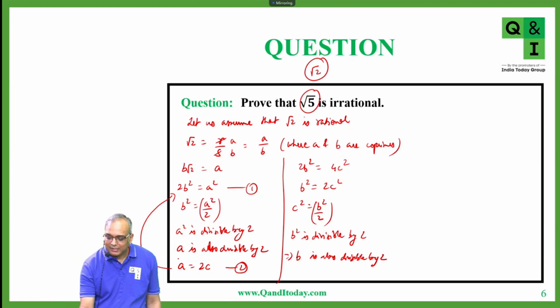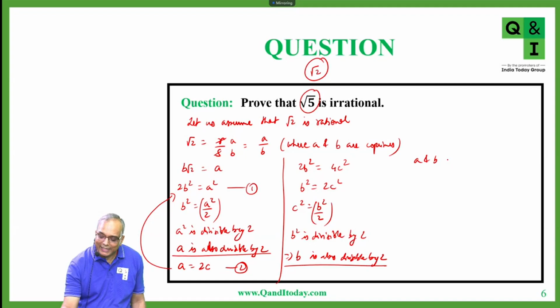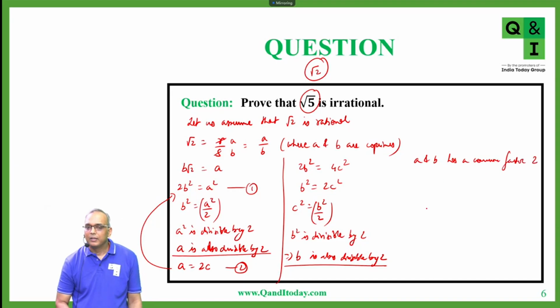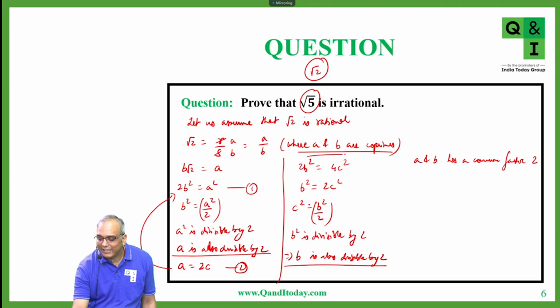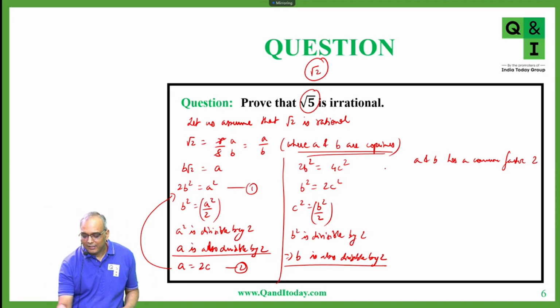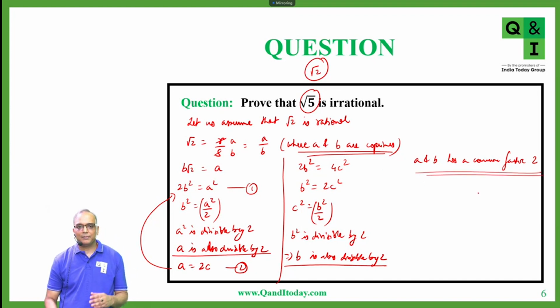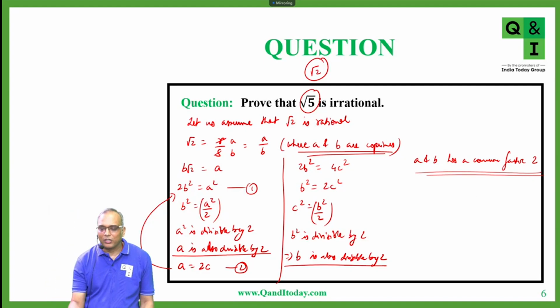So that means a is divisible by 2 and b is also divisible by 2. Means a and b have a common factor 2. But what did we assume here? That a and b are co-primes. That means they have no common factor between them. But while proving, we came across a point where we found that there is a common factor 2. So this is a contradiction, right?